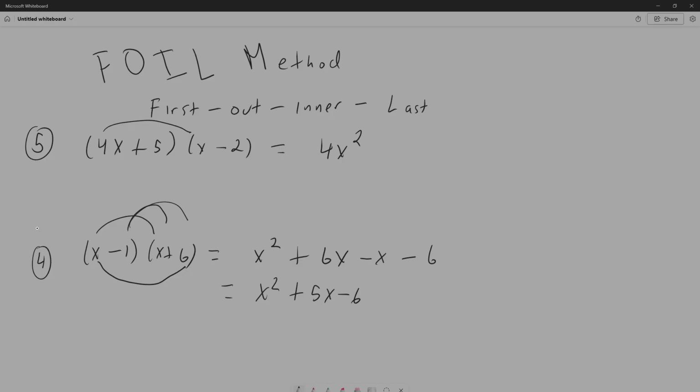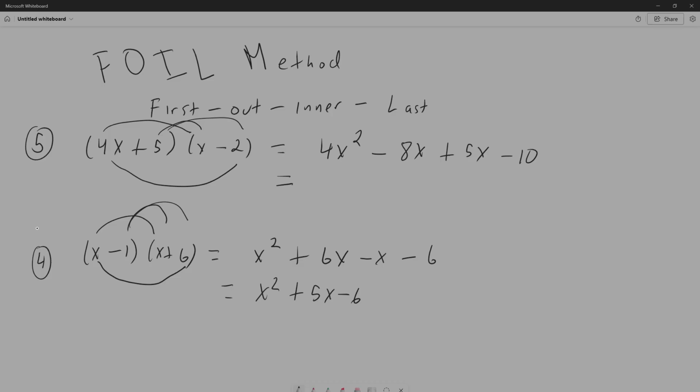Now we're going to do outer, which is 4x times negative 2, that's going to be equal to negative 8x. Now we're going to do inner, which is 5 times x, that's plus 5x. And now last, which is 5 times negative 2, that's going to be equal to negative 10.